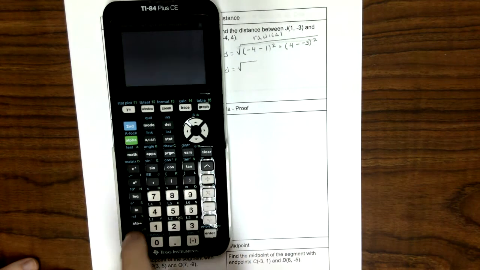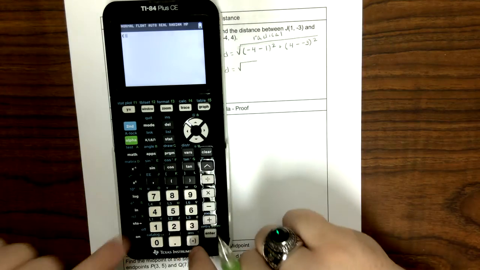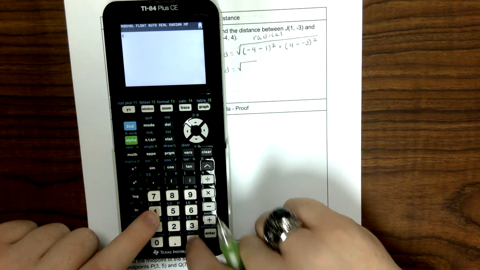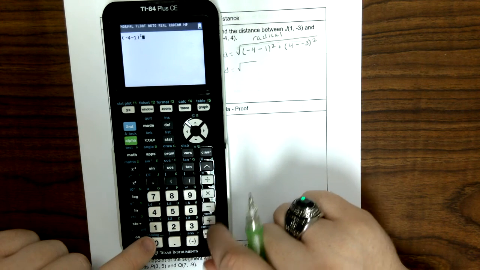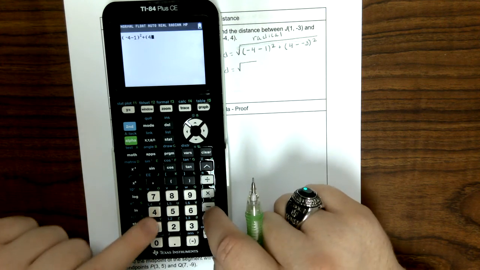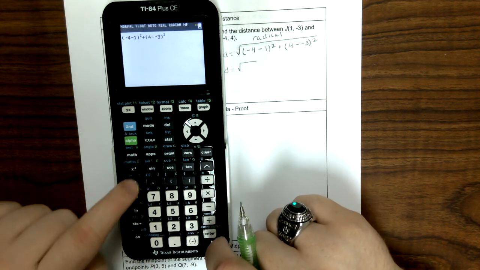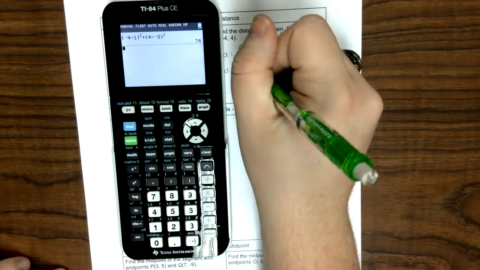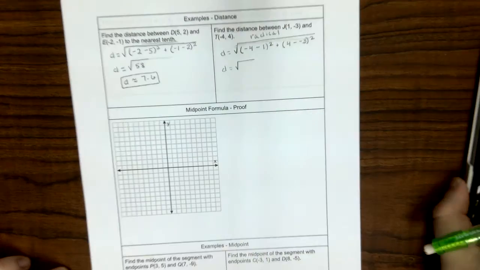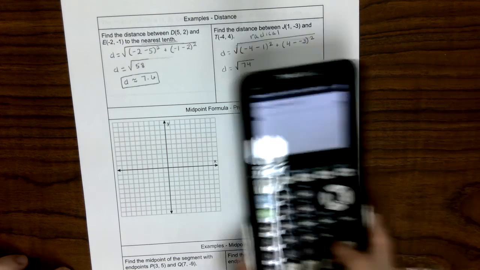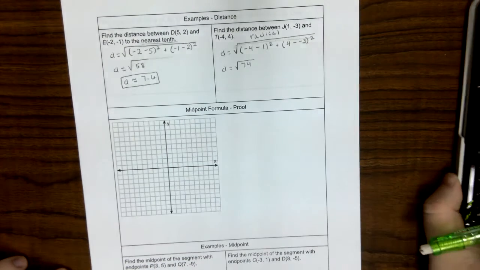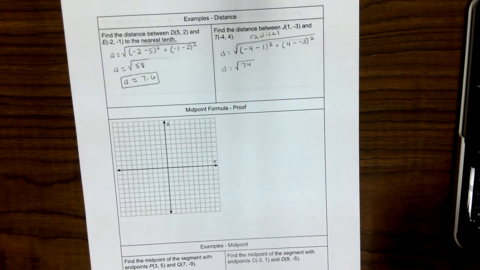All right, so let's type all that in. Without the square root, so negative 4 subtract 1 squared plus 4 subtract negative 3 squared. So underneath the square root, we should get the 74. Yeah, 74. Now, because we said nothing about the decimals, I need you to simplify this square root if you can.